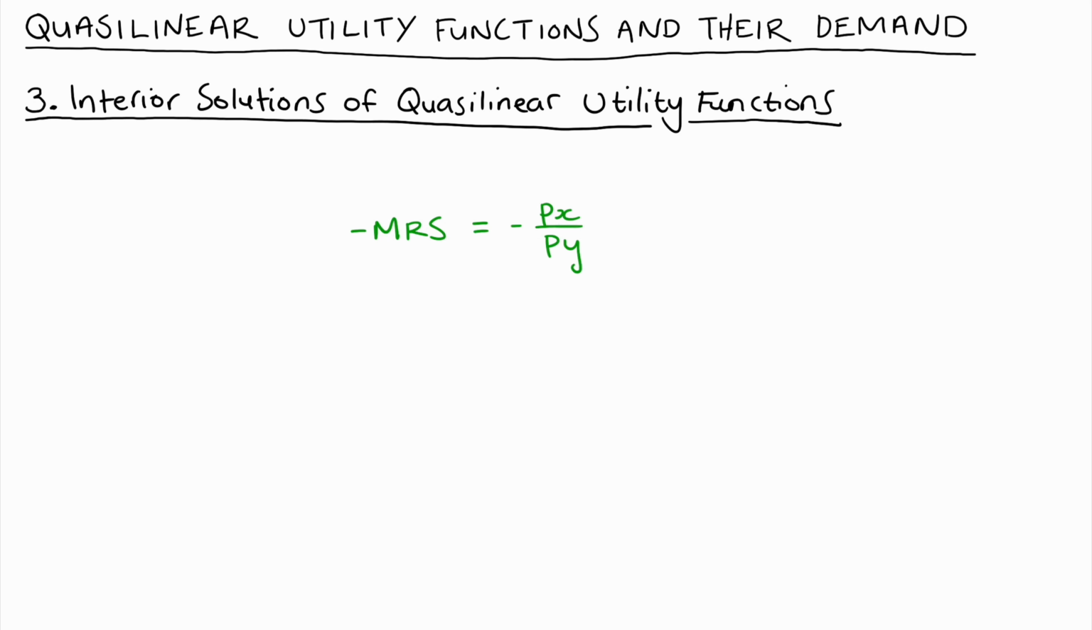That's the slope of our indifference curve when it's equal to the slope of the budget constraint, which is the negative of the price ratios px over py. This just reduces to MRS is equal to px over py. We can take the negatives out on both sides.